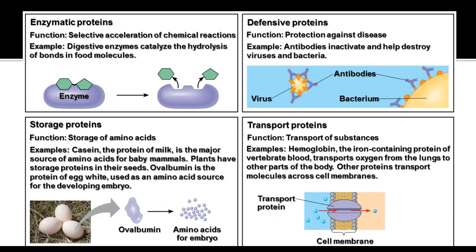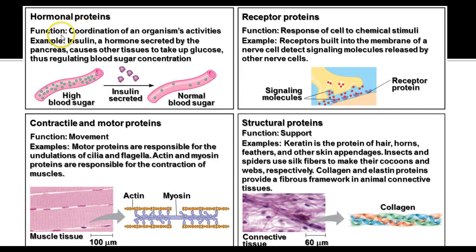Some function like hemoglobin in a cell like the red blood cell. Others are for facilitated diffusion or active transport of some kind like a sodium-potassium pump. Hormonal proteins like insulin coordinate the body's activities.